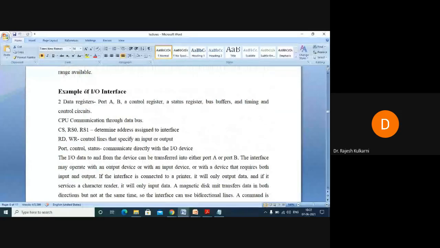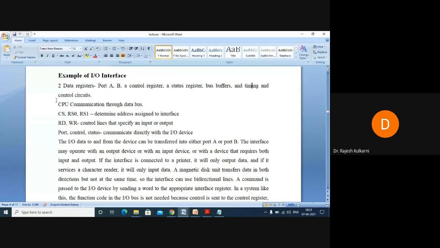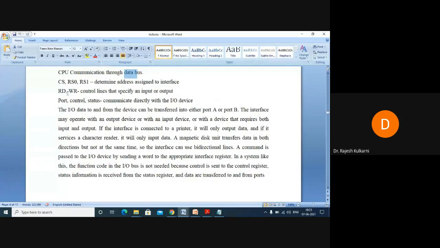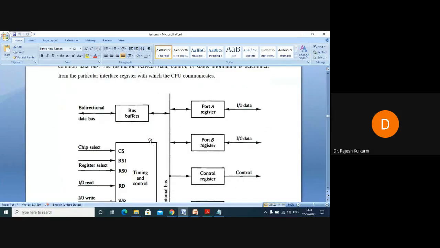Then we had mentioned one example of an IO interface, wherein the IO interface consists of ports, control register, status register, buffer, buses, timing and control circuit. So the CPU will be communicating through the data bus to the devices. Then you have read and write lines. Then you have these three lines: chip select, RS0, RS1 to determine the address assigned to the interface. This was our diagram.